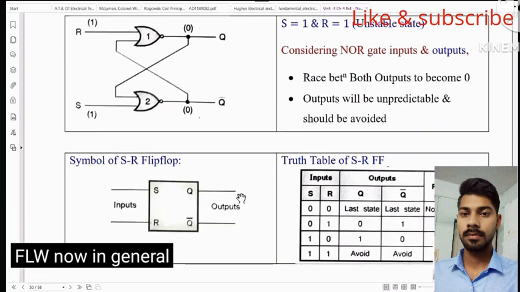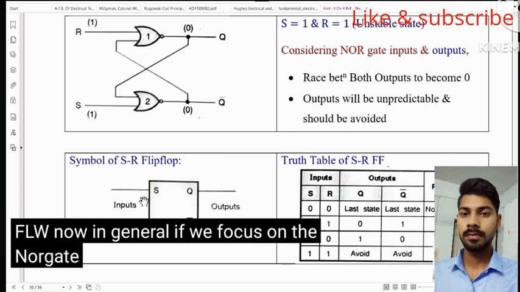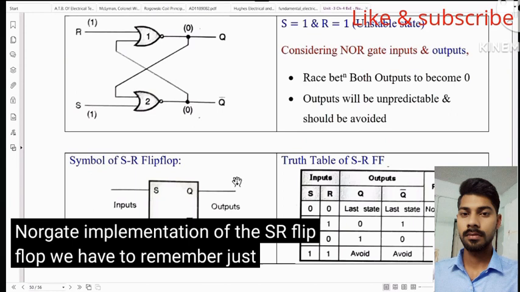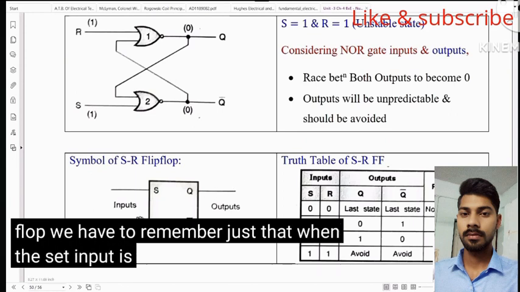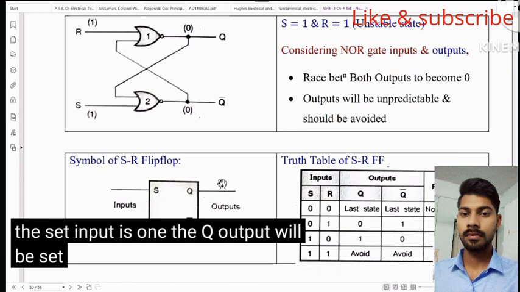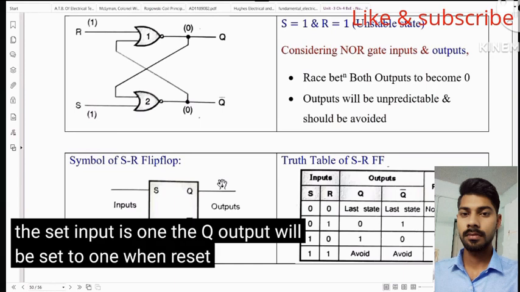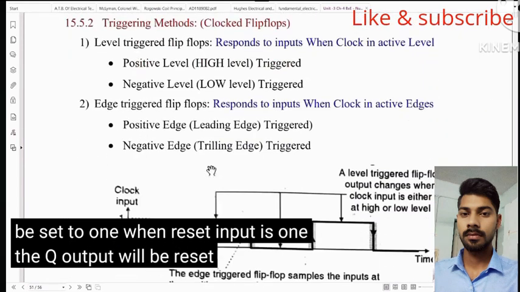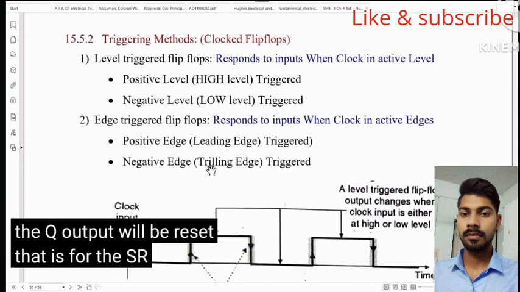Now, in general, if we focus on the NOR gate implementation of the SR flip-flop, we have to remember just that when the set input is 1, the Q output will be set to 1. When reset input is 1, the Q output will be reset. That is for the SR flip-flop using NOR gate.